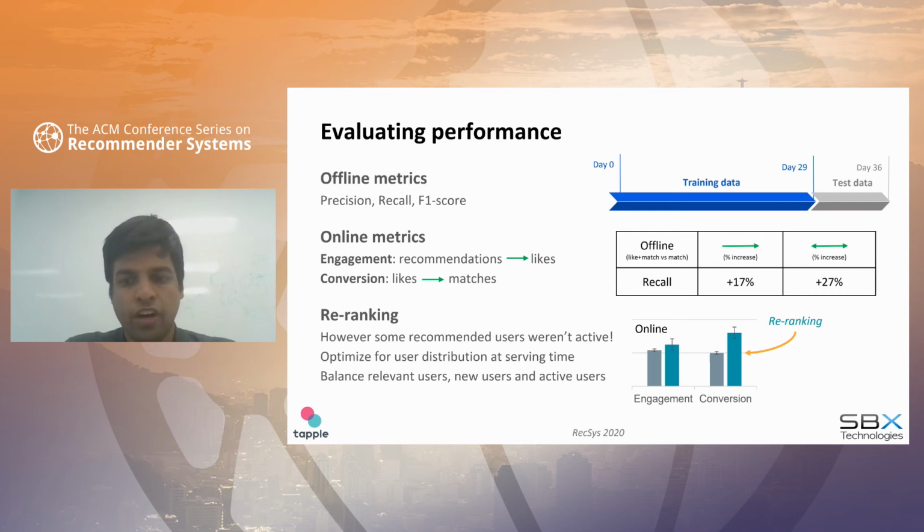While our method improved on the engagement, we still found it was not resulting in the conversion of likes to matches. After analyzing the logs, we found this was due to users who were not active at serving time. When a user liked another user, but the other user is not responding, this recommendation was basically not converting. We had to debias to balance the trade-off between three kinds of relevant users, recently online users, and newly registered users. Once we fixed this with a re-ranking solution, we found a significant jump in performance.